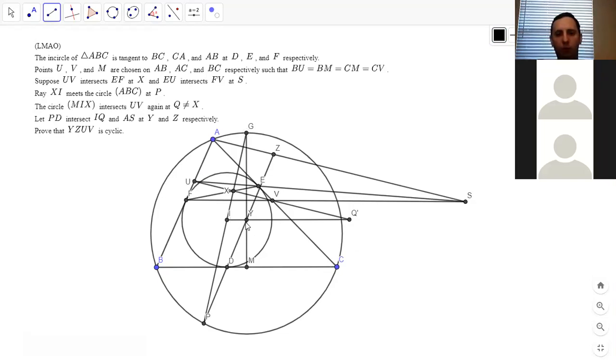So if that's true, then Y would also lie on that circle, right? Because then GYI is 90 degrees, but GAI is also 90 degrees. So we know Y, U, V, A, and G lie on a circle, and I. Y, U, V, A, G, I. We just have to show Z lies on it.